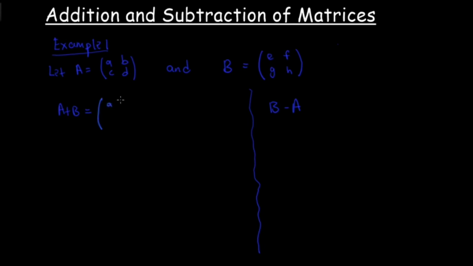We say that A is a, b, c, d, and we're adding A to B, which is e, f, g, h. First, we have to check if the order of the matrices are the same. So A is a 2 by 2 matrix because it has 2 rows and 2 columns. And B is also a 2 by 2 matrix because it has 2 rows and 2 columns. So both of them are of the same order. So we add the corresponding elements.